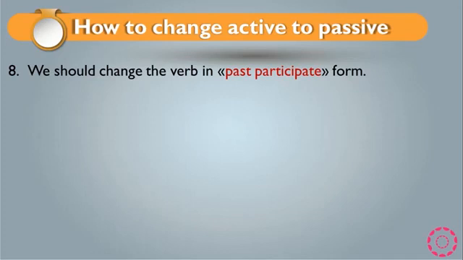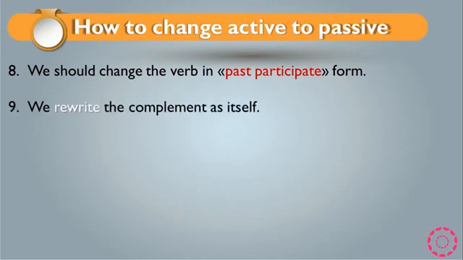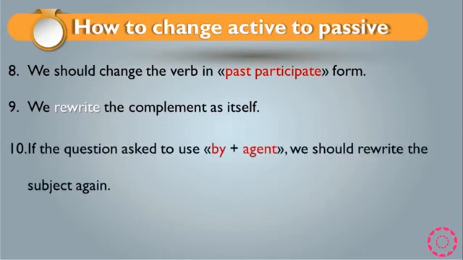We should change the verb to the past participle form. We rewrite the complement as itself. If the question asks to use by plus an agent, we should rewrite the subject again.